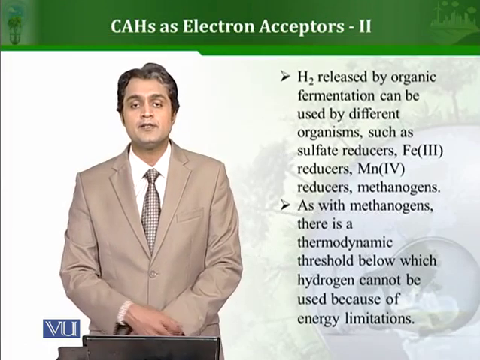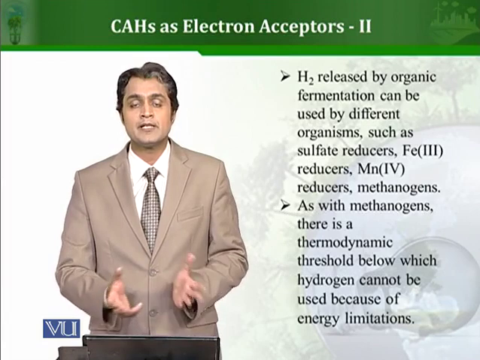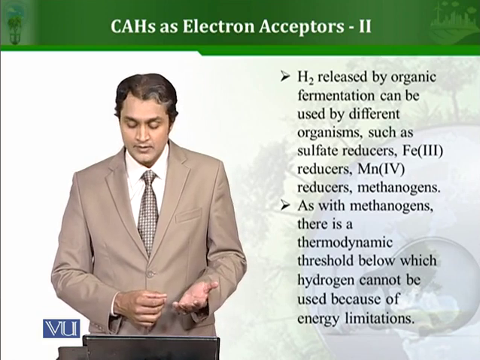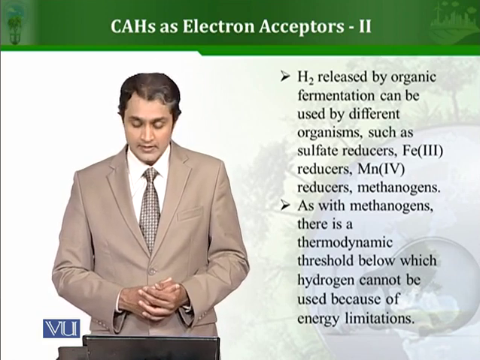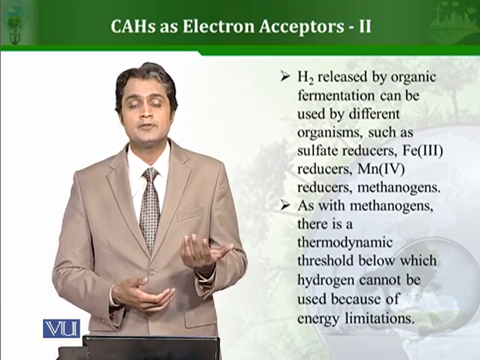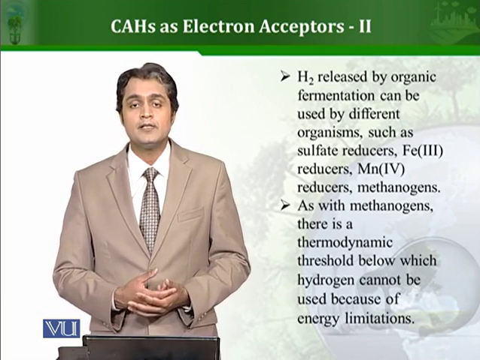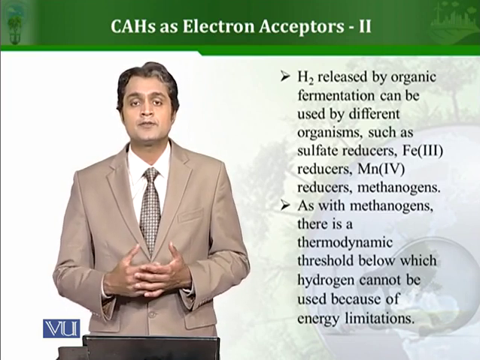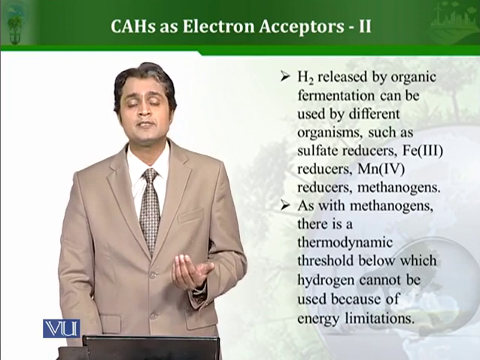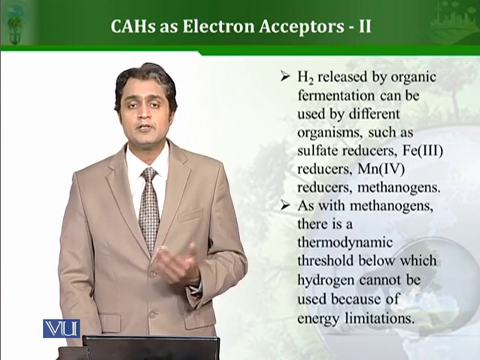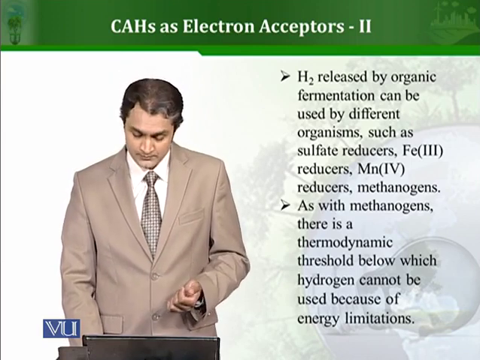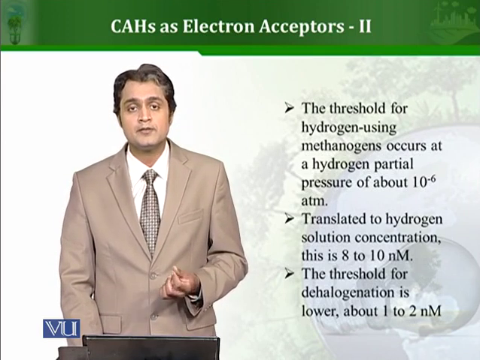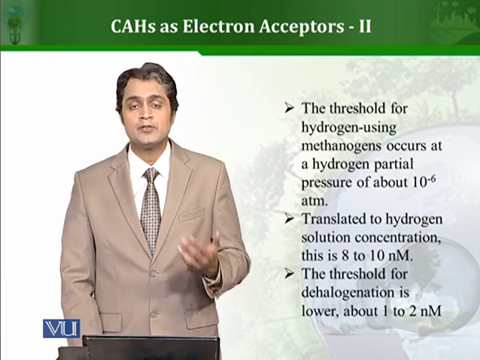Now, the hydrogen which is released by this fermentation can be used by different types of microorganisms present at that site. Those microorganisms can be sulfur reducers, iron reducers, manganese reducers, as well as methanogens. And methanogens can use hydrogen in order to grow. However, in order to utilize hydrogen to grow, the methanogens need a certain threshold concentration of hydrogen. If the hydrogen is present below that concentration, the methanogens will not be able to use it to grow.